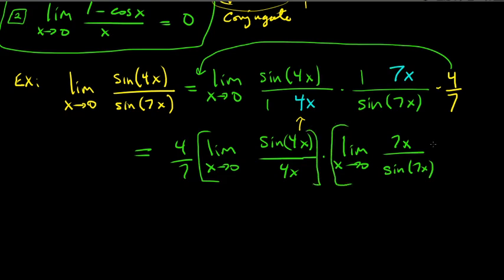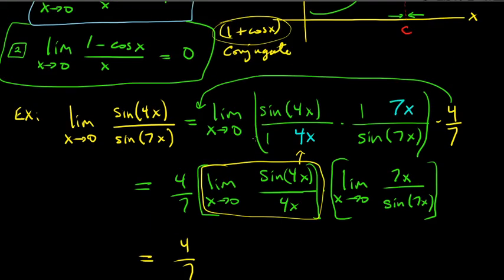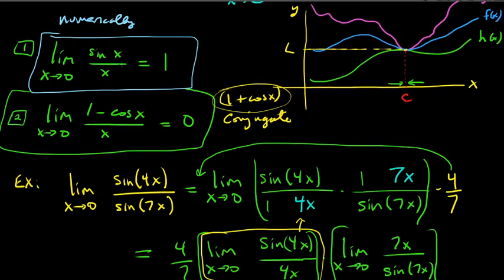Right? You're just multiplying. Remember, the limit of a product is the product of the limits. That was one of the earlier rules we talked about. It seems like a long time ago now, right? Okay. Well, this is still 4 over 7. This limit here you should recognize. It's the same as this.